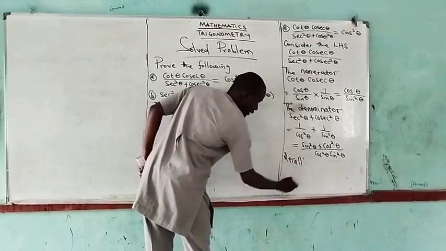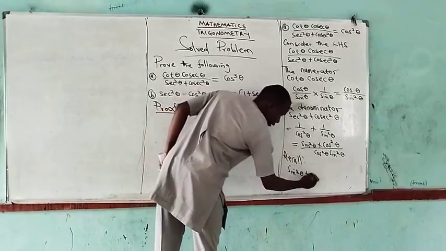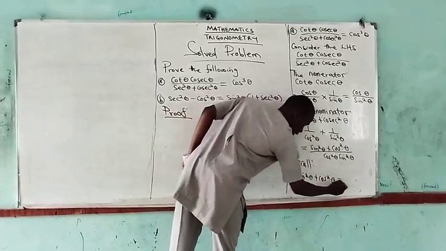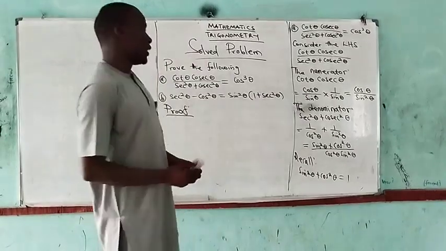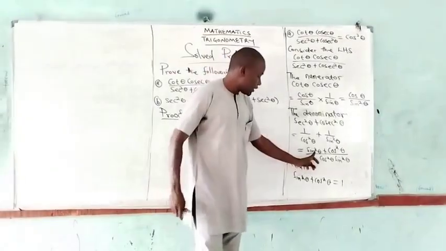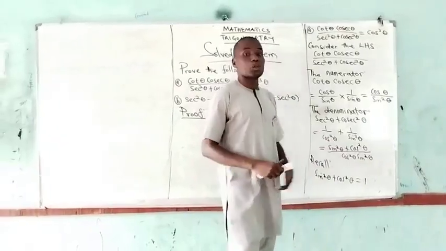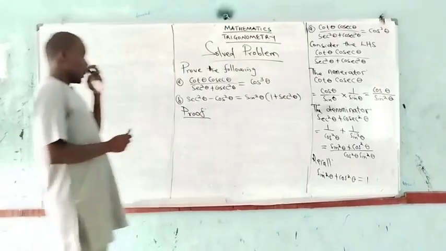Recall, sine square theta plus cos square theta is equal to 1. Why do we get this? From our first identity. So instead of sine square theta plus cos square theta, we now say 1. So we have what?